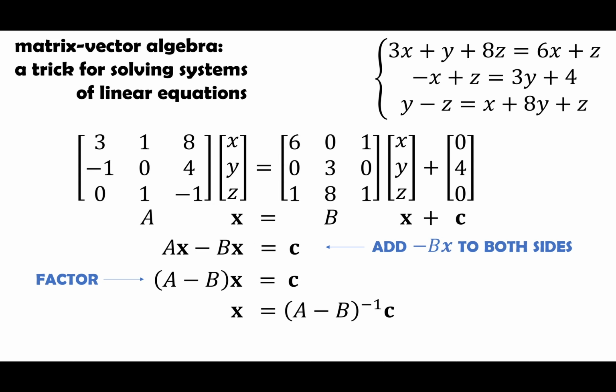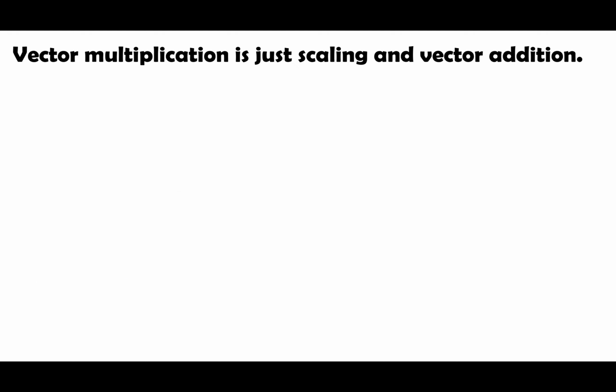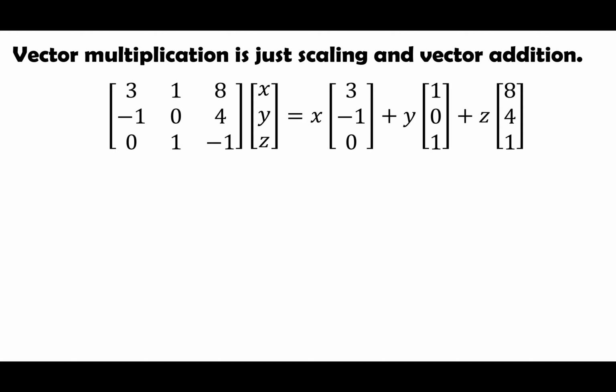There's my solution, right? So what powers us to go from this system of three equations to just a single equation and treat it like it's a single equation? We have to be able to multiply a matrix times a vector, right? And what is that? It's just scaling and vector addition.